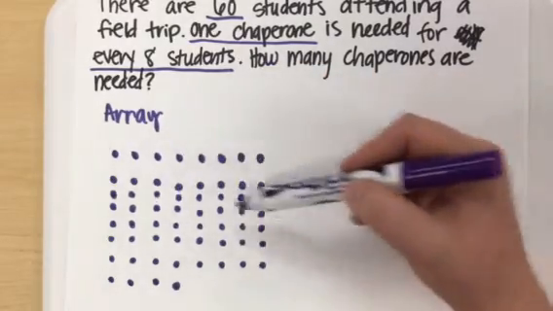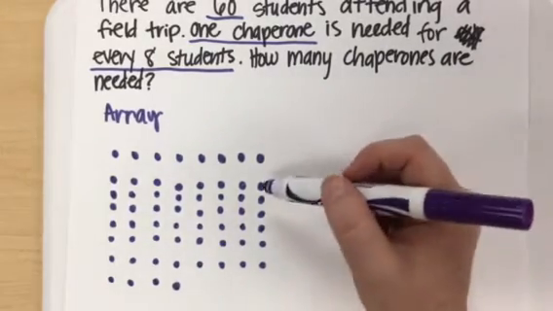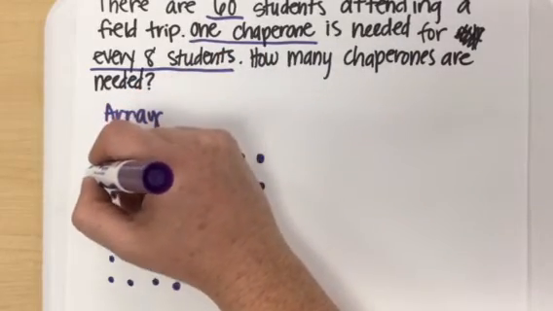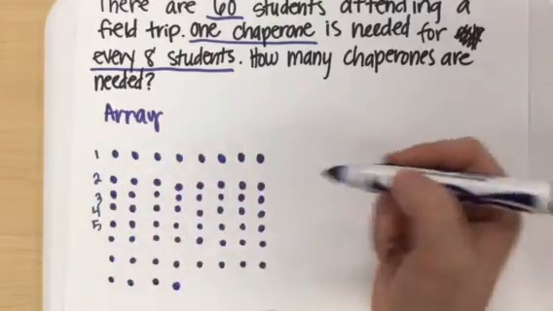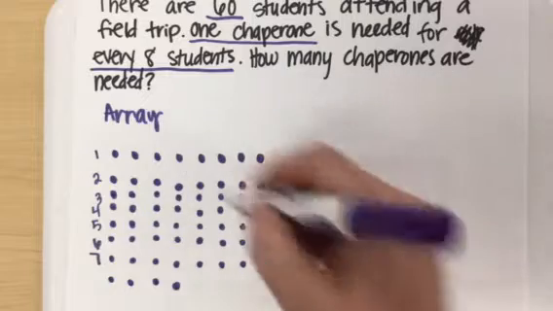So I have made 60 total dots, and notice I have made them in nice straight rows and columns because that helps me to keep it organized. These are the groups of chaperones. So I have 1, 2, 3, 4, 5, 6, 7 groups that are chaperoned here.